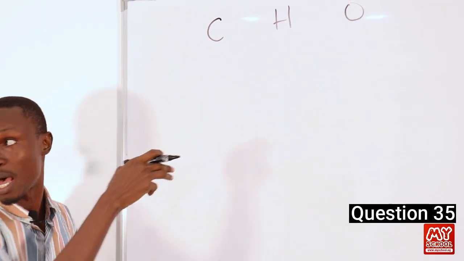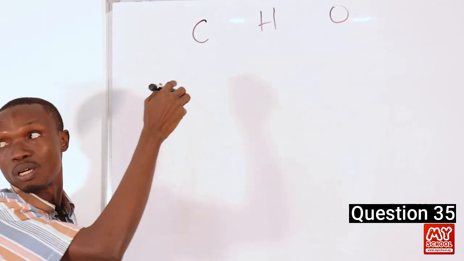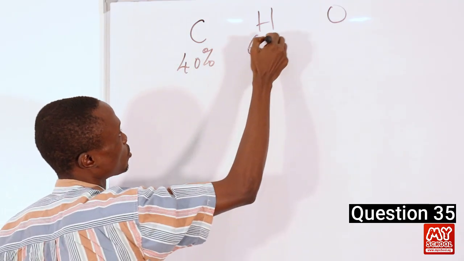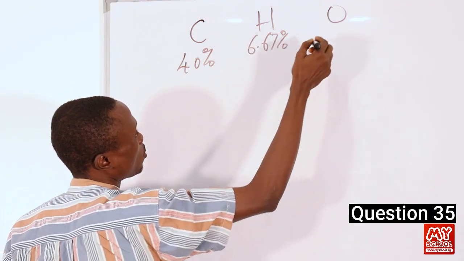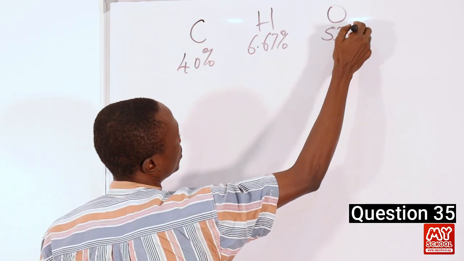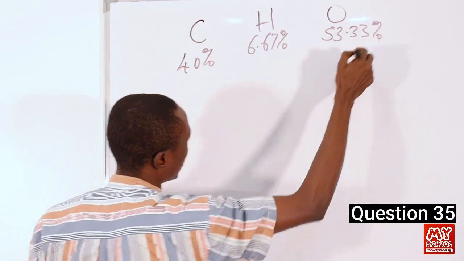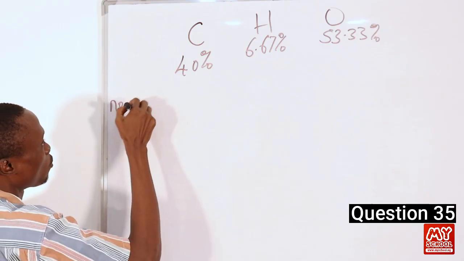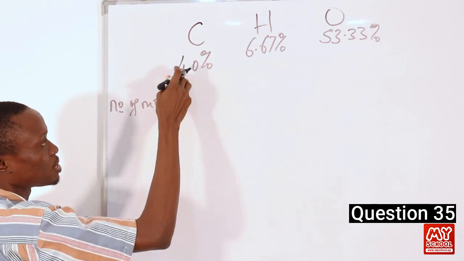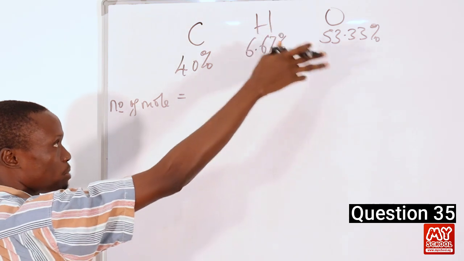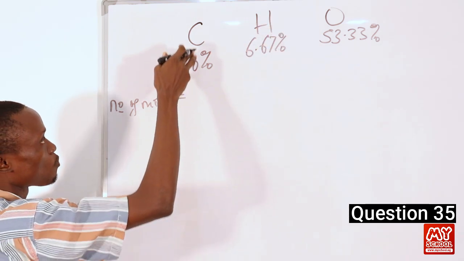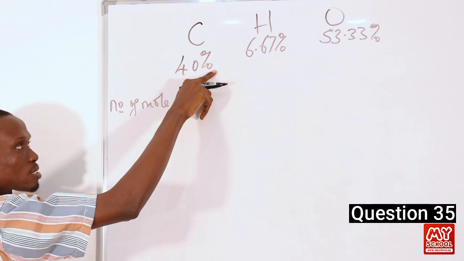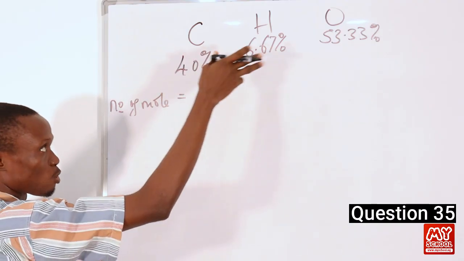So let's write out their mass. Carbon is 40%, hydrogen is 6.67%, while oxygen is 53.33%. So the next step is to find the number of moles. So let's write number of moles. These are the masses of each of the elements in the compound. For us to calculate the number of moles, we have to divide this mass by the atomic masses of each of the elements.